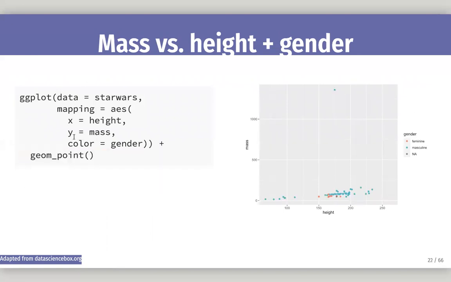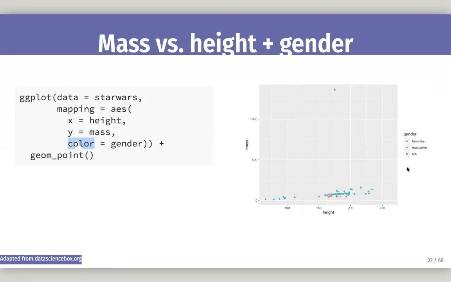In this case, I'm using the color aesthetic here to add an additional dimension to this data set. So what does the color in this plot tell me? Yes, exactly. It tells the gender of the characters.